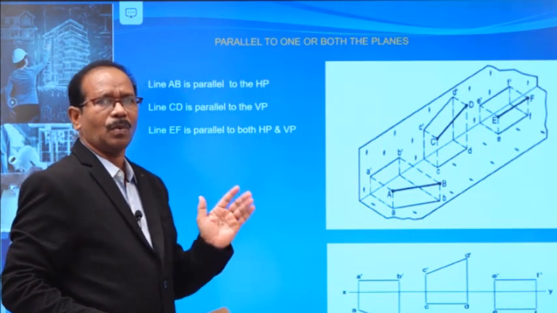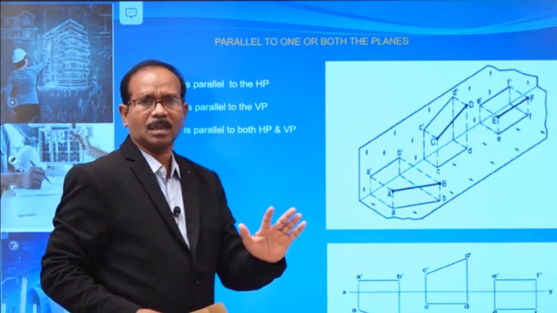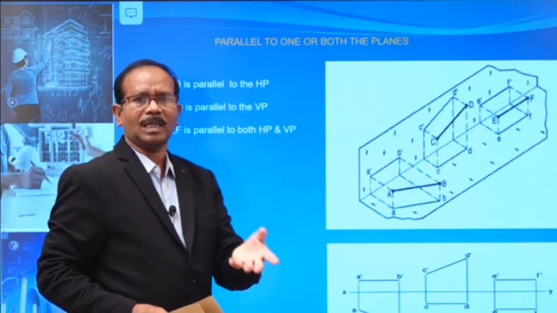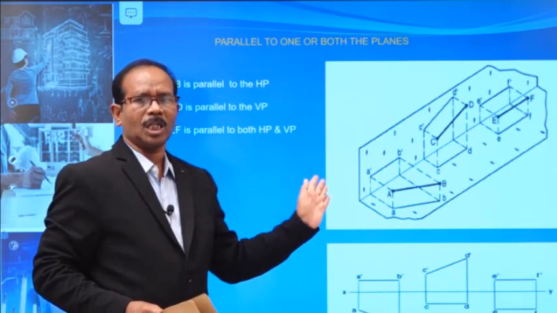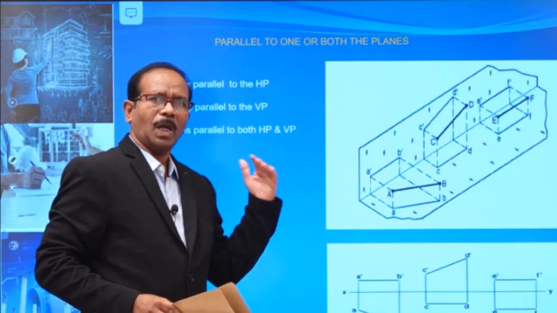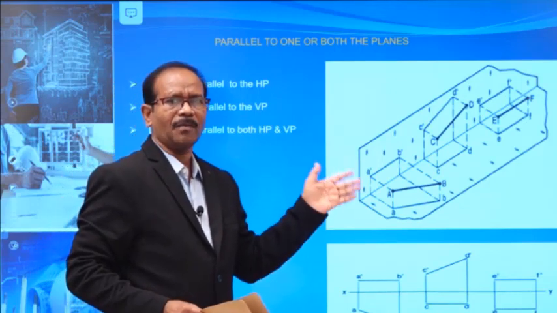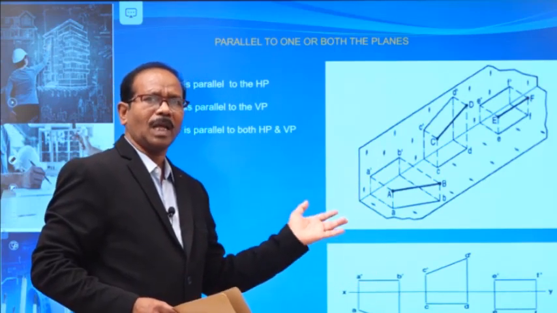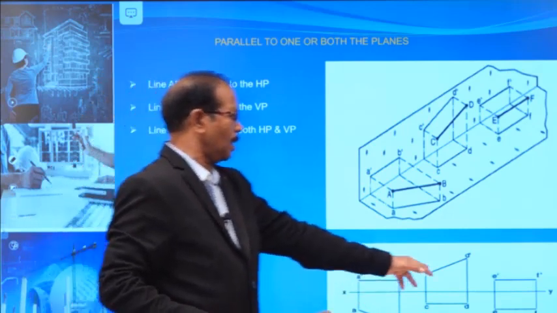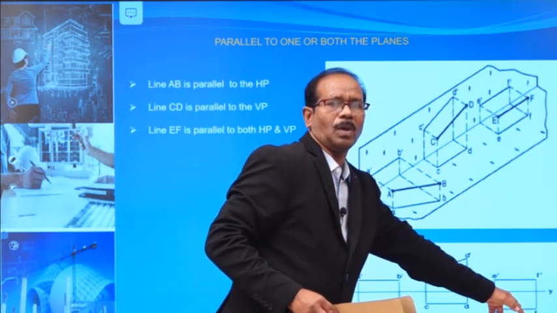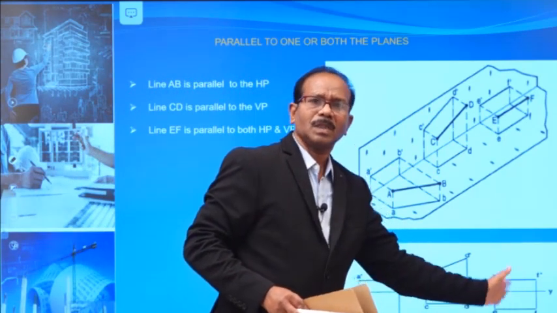Line parallel to one or both the planes. Parallel to one, assume the horizontal plane. Draw the front view, top view. Assume the line parallel to VP, draw front view, top view. Assume the line parallel to both HP and VP, draw the front view and top view. So these are the model problems.